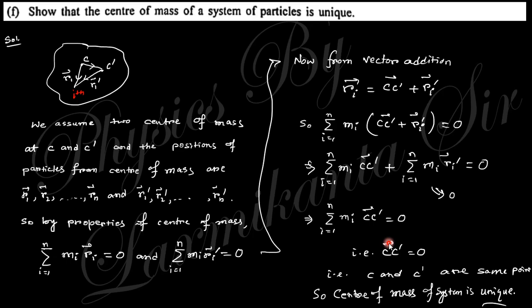C prime 0 means, what is the meaning of C prime 0? That is, these two are the same point because their length is 0. So these are the same point. Hence the center of mass of this system is unique. That means for a single body or single system, center of mass must be a unique point, not two different points. There is a unique center of mass.